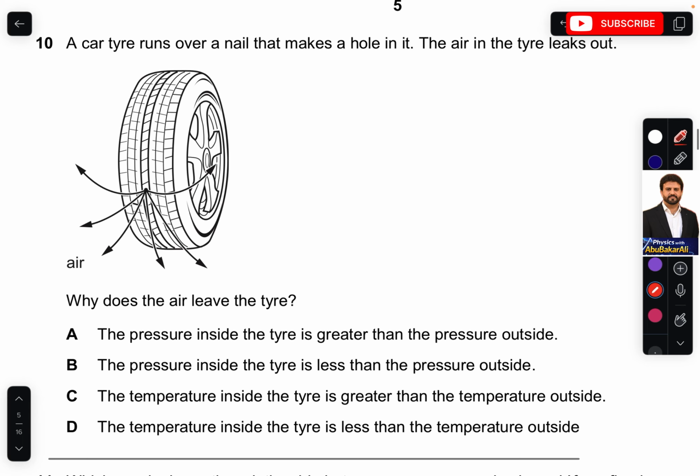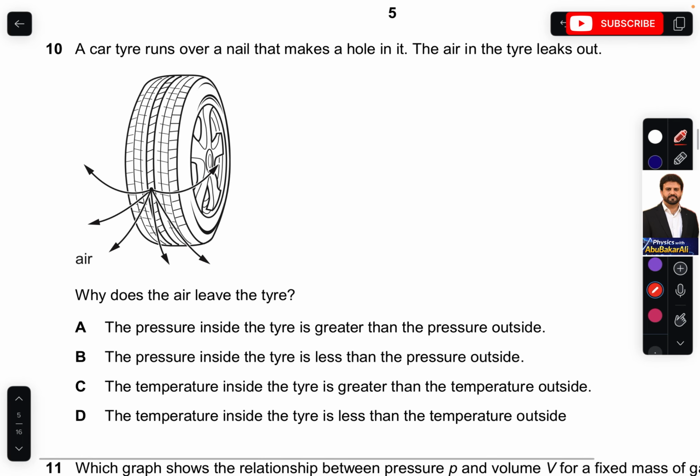Question 10. A car tire runs over a nail that makes a hole in it. The air in the tire leaks out. Why does the air leave the tire? Okay, why does the air leave the tire?